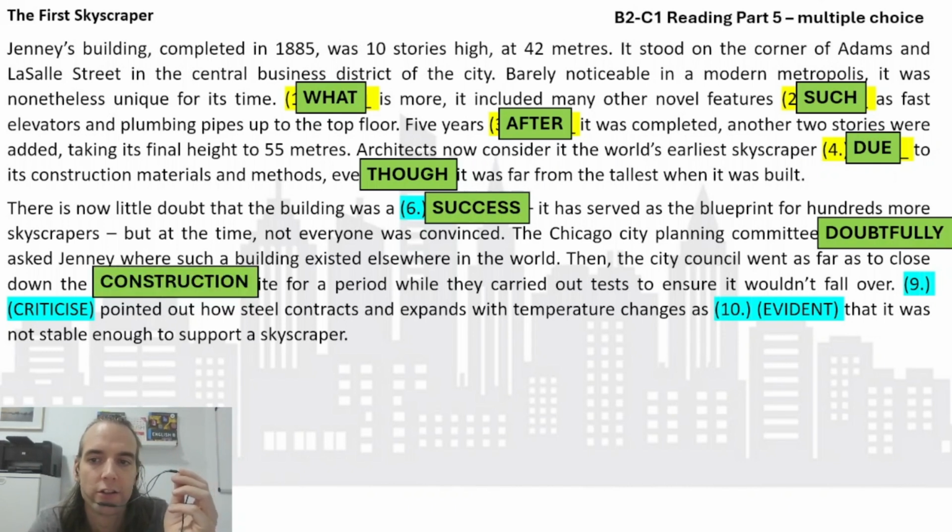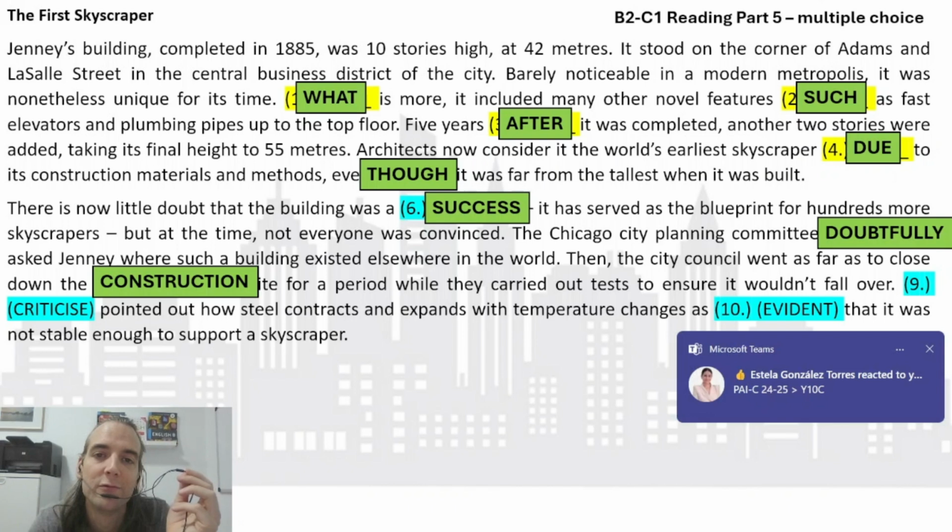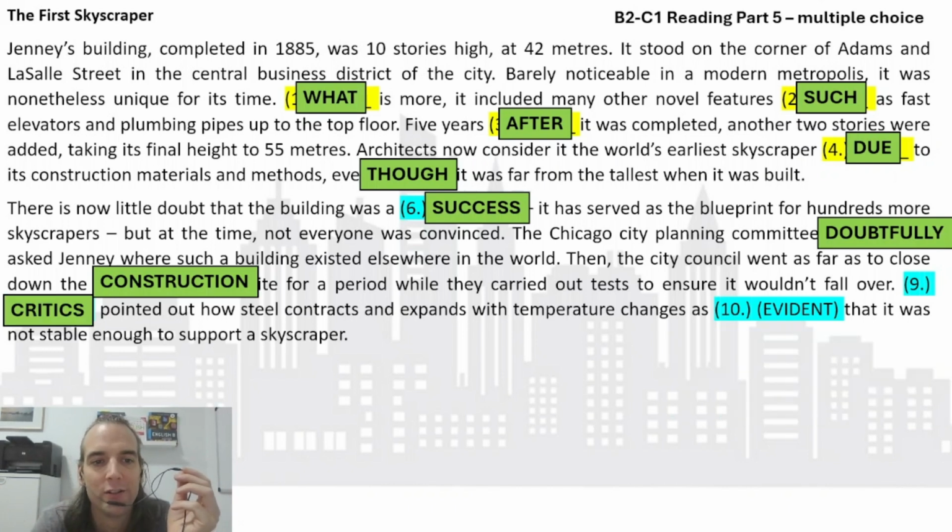Construction, okay, construction site. I guess it could be tricky because there are a lot of other words from this: constructive, constructively, and so on. But construction site. Number 9, who are the people who criticize? We can call them haters or we can call them critics. These are the people who are pointing out problems, and they are pointing out these problems as evidence that it was not stable. So a little use of English for you there.